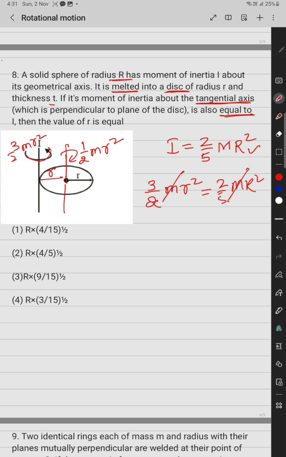The mass cancels with the mass, then small r squared equals 4/15 capital R squared, so r is equal to the square root of 4/15 times capital R. So the first option is correct.